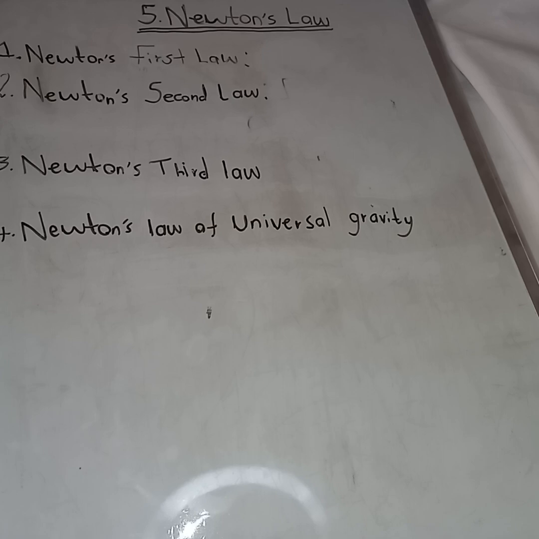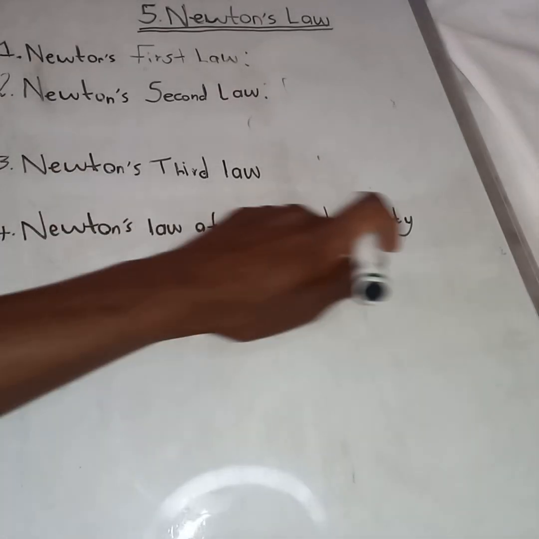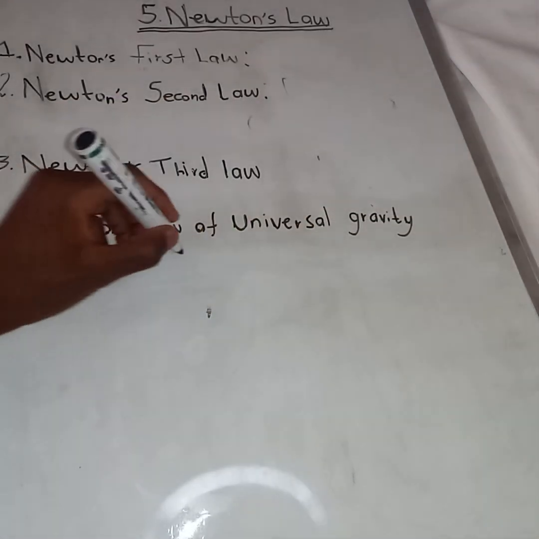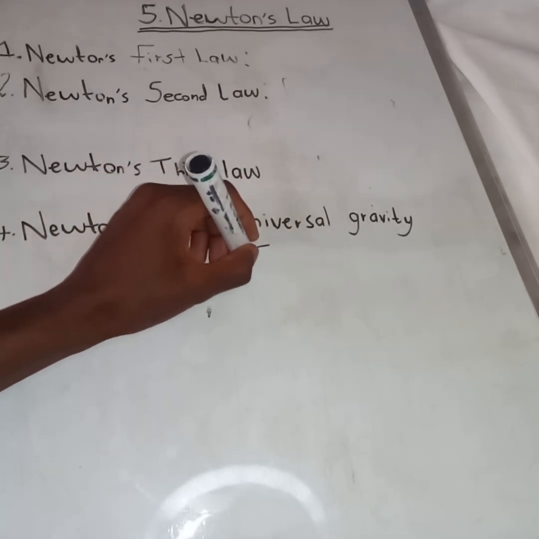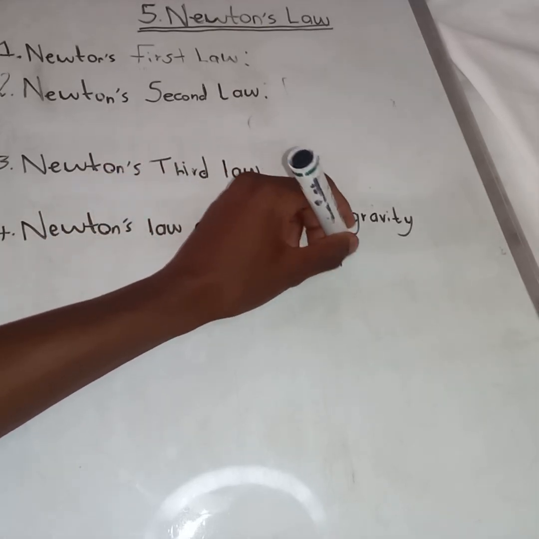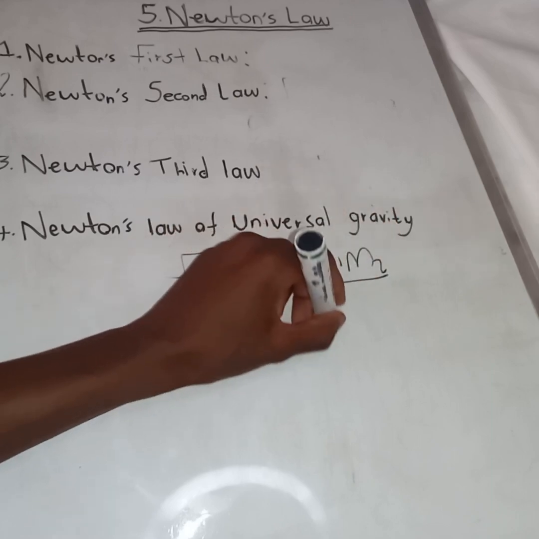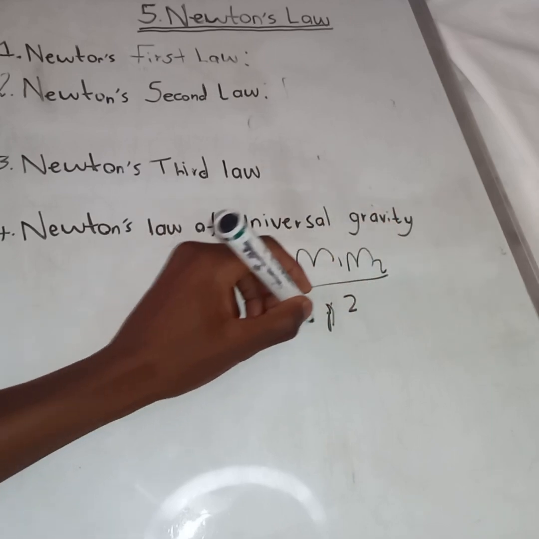Newton's law of universal gravitation. Every mass attracts every other mass by a force that is directly proportional to the product of the two masses and inversely proportional to the square of the distance between them. Mathematically, we can represent this law as F is equal to G M1 M2 divided by R squared.